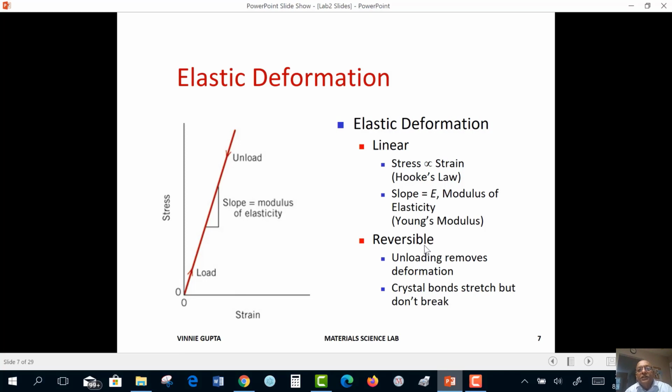So there are several features we see. First of all, stress is proportional to strain, that is called Hooke's law, and the slope of this linear curve is called the modulus of elasticity or Young's modulus. We use the letter E typically. It is reversible because unloading removes the deformation. At the bonding level, we are stretching the bonds, but we don't break them. When we release the load, the bonds go back to their original length and the sample regains its original shape and size.